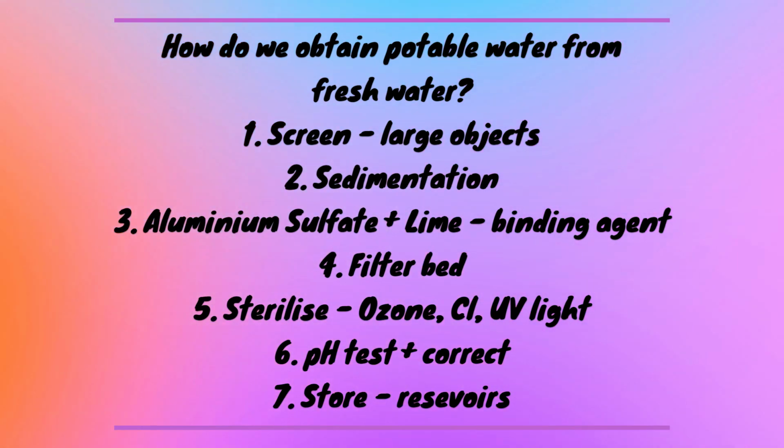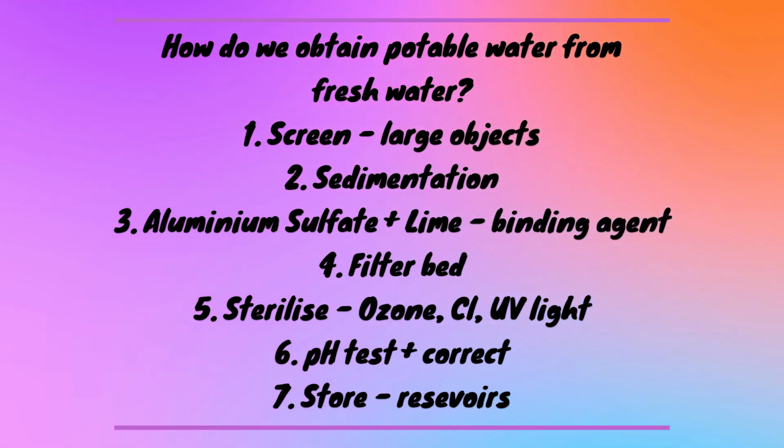We then pass that water through a filter bed and sterilise it. To sterilise it, we can add ozone, chlorine, or we can pass through UV light. We then pH test the water and correct it using a meter. And step 7 is just storing that water in a reservoir.